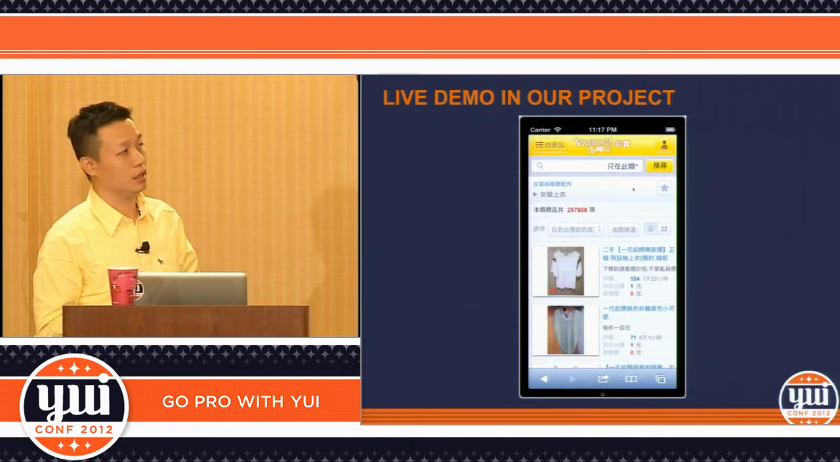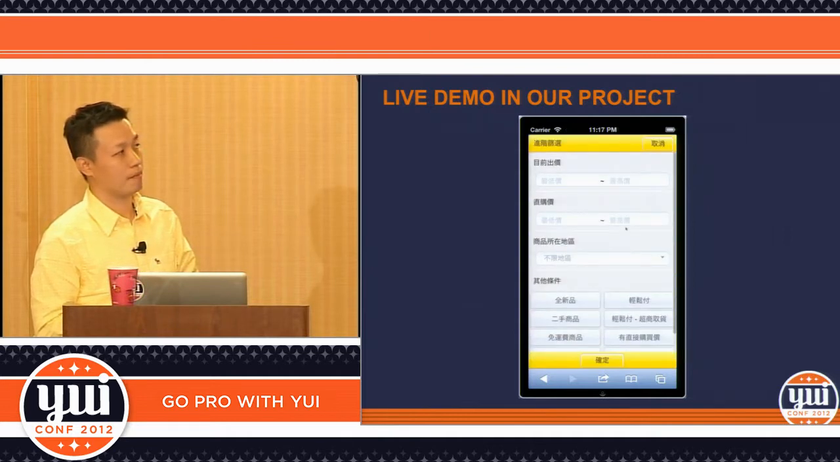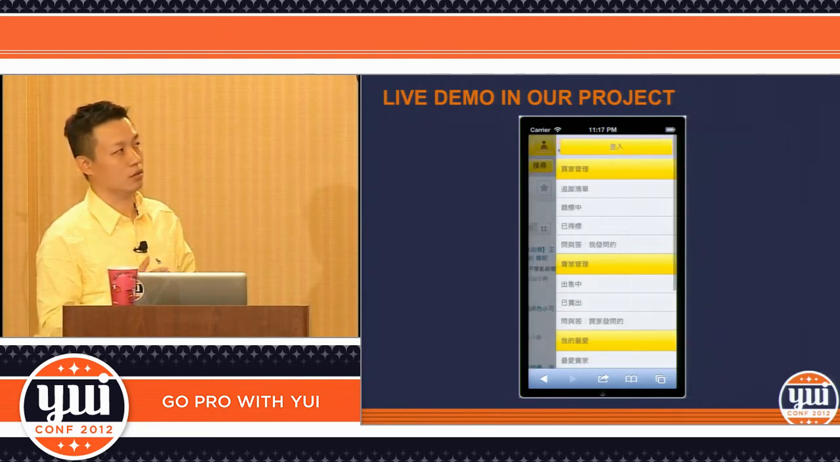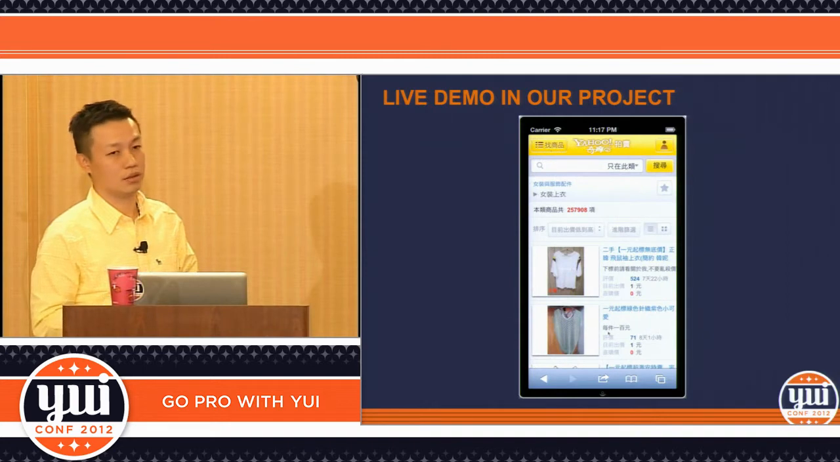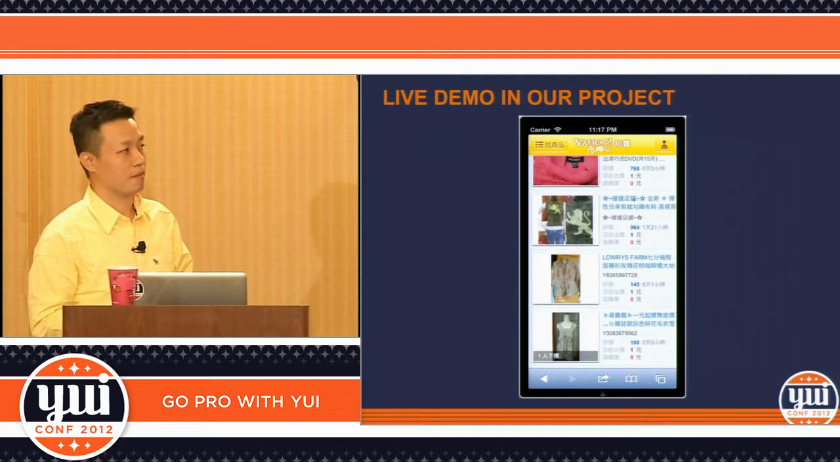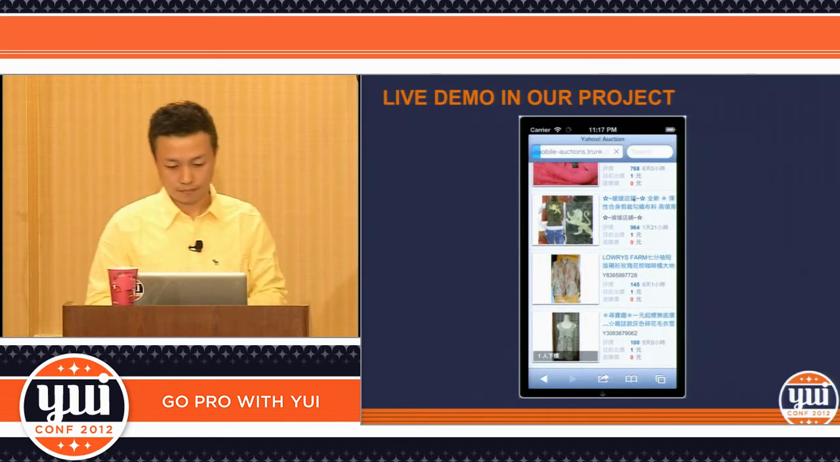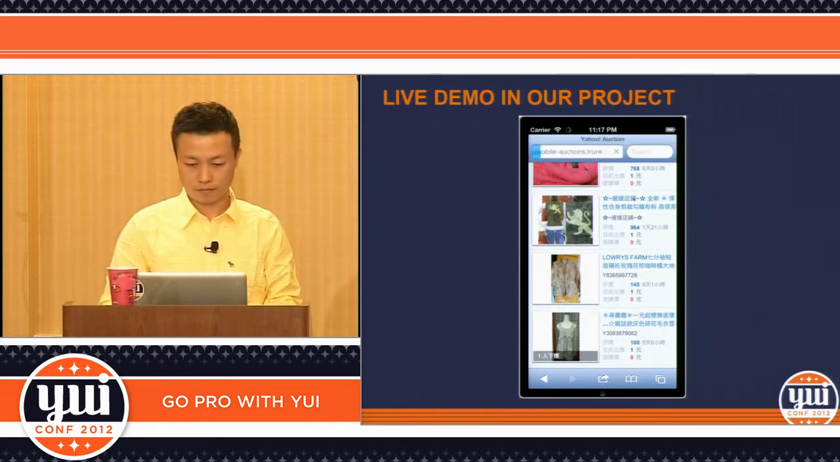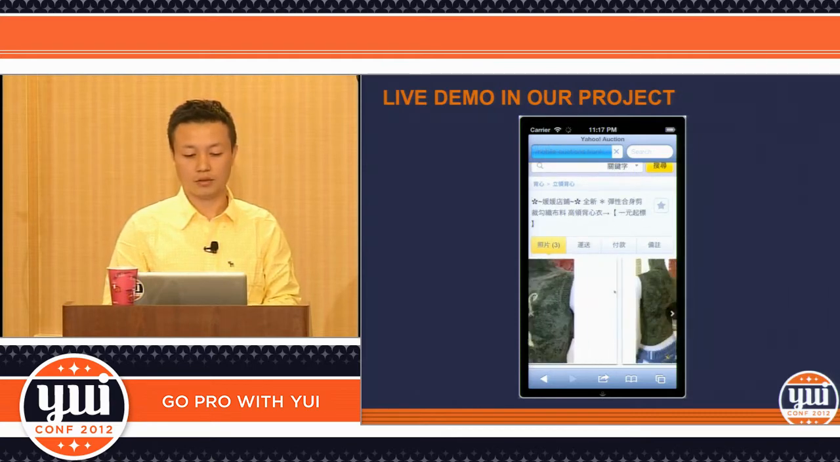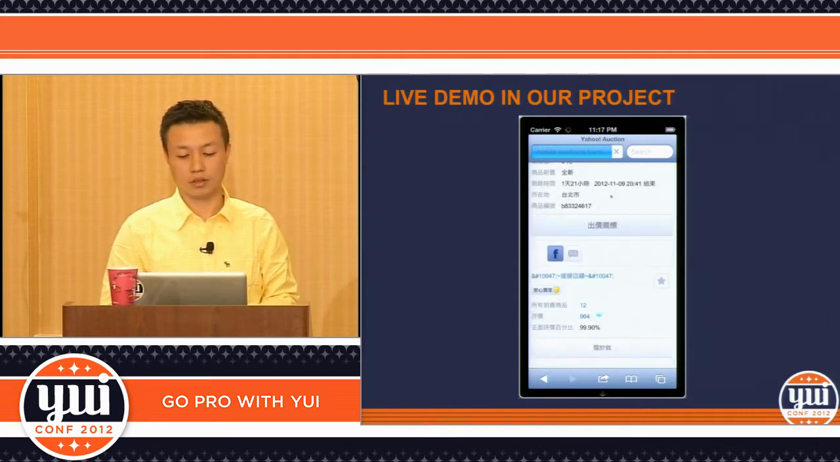And this is an item list page. We use overlay for advanced filter function. And there's also right side shortcut, both left side and right side. And this is a single item page. Also use the carousel to display the photos.